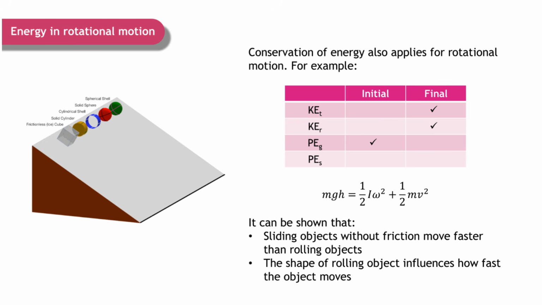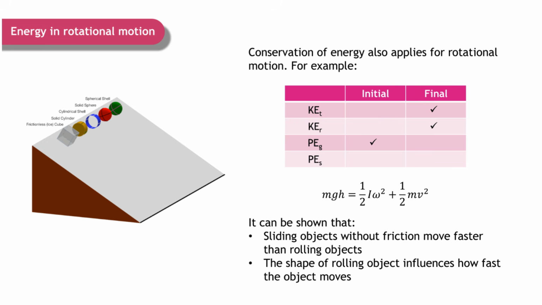Conservation of energy also applies to rotational motion. As an object rolls down a slope, its gravitational potential energy is converted into both translational and rotational kinetic energy. Unlike a sliding object, a rolling object must share its energy between moving forward and spinning. As a result, it gains less translational kinetic energy and moves more slowly. This explains why an object sliding without friction reaches the bottom first. It uses all of its potential energy for translational motion. The shape of the rolling object also matters because different shapes have different moments of inertia.